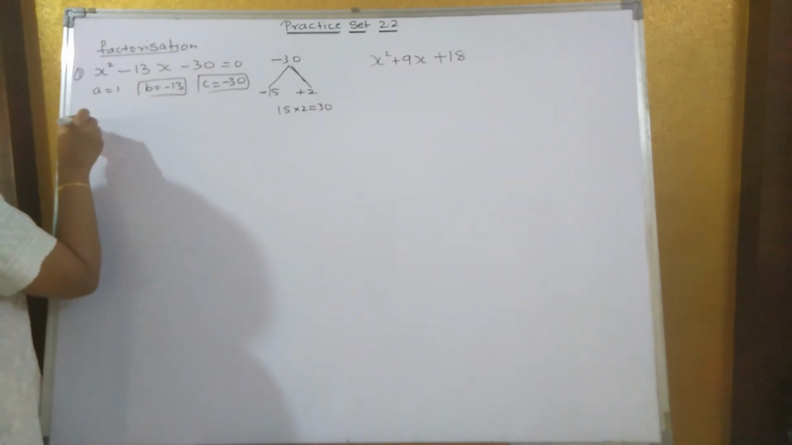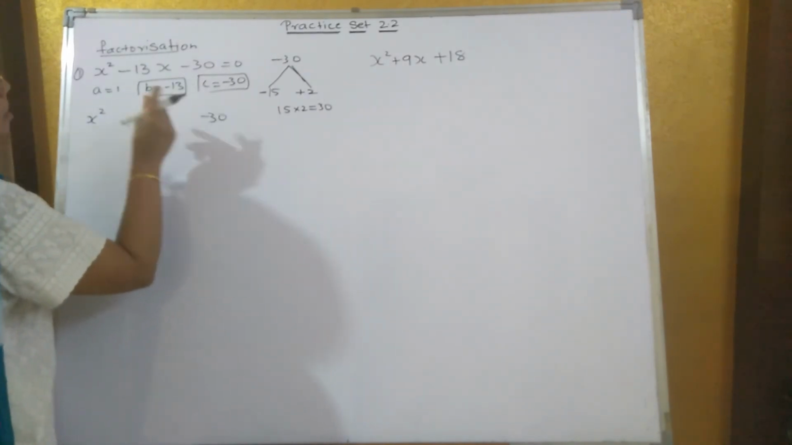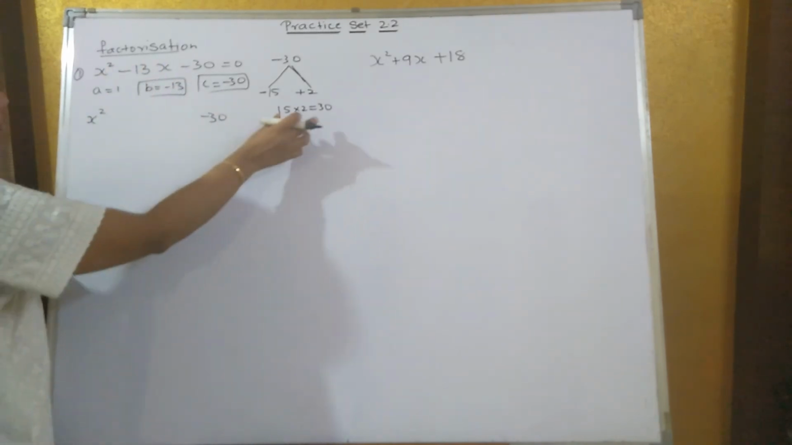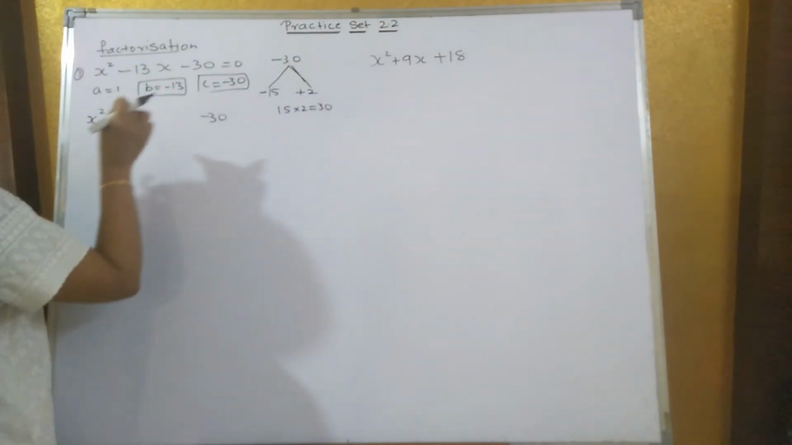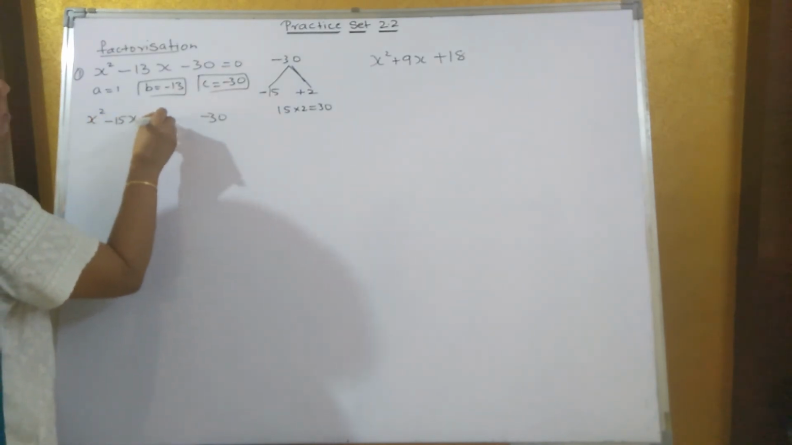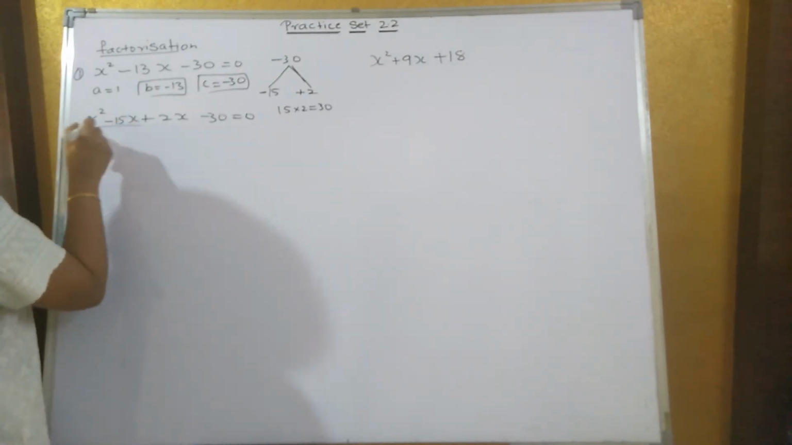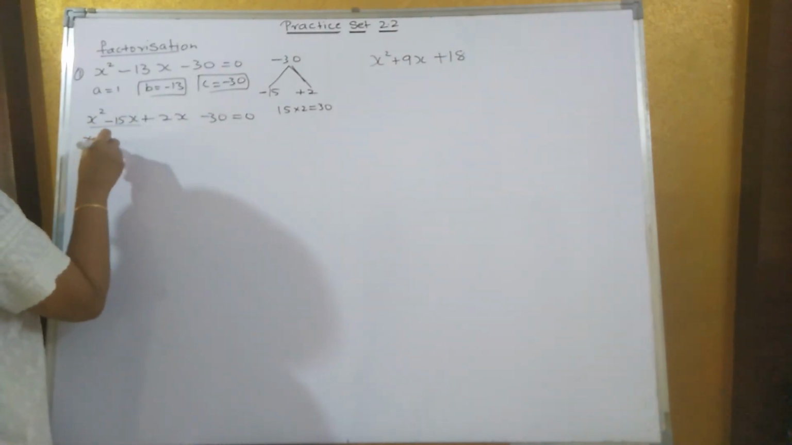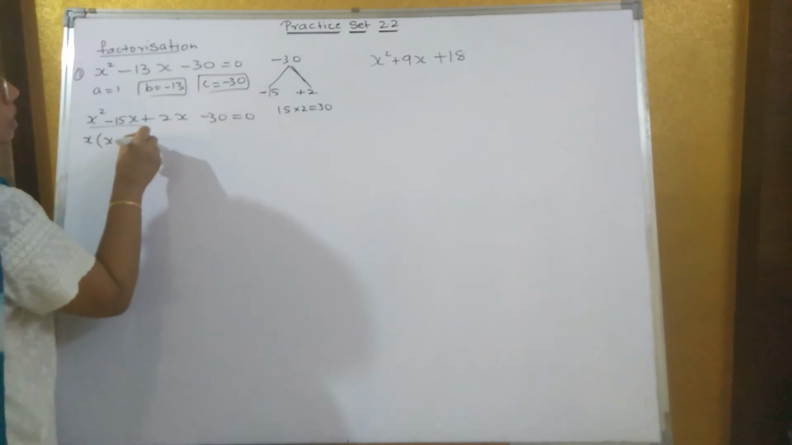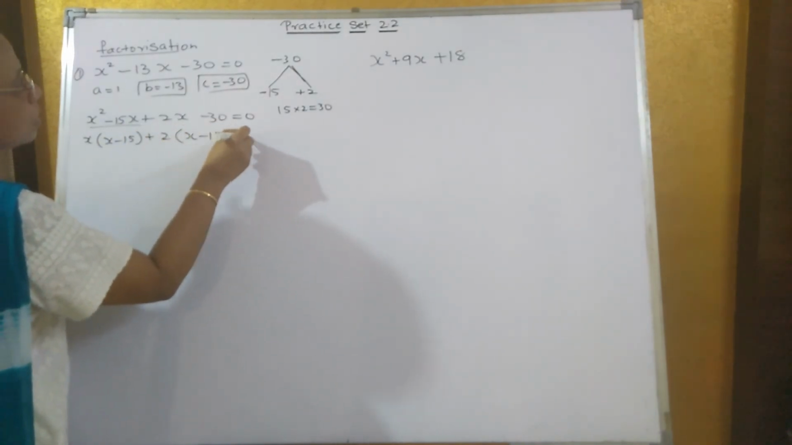So your equation will become, always keep the first and the last one as it is. The middle one, minus 13x, you will break up into minus 15 and plus 2. So minus 15x plus 2x minus 30 is equal to 0. Take the common in this. You will get x minus 15. Over here what is common? 2, so 2 into x minus 15 is equal to 0.